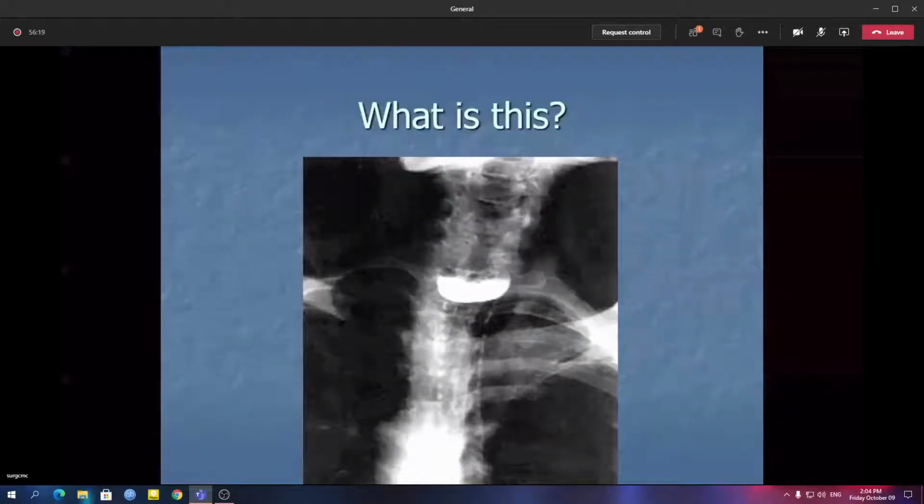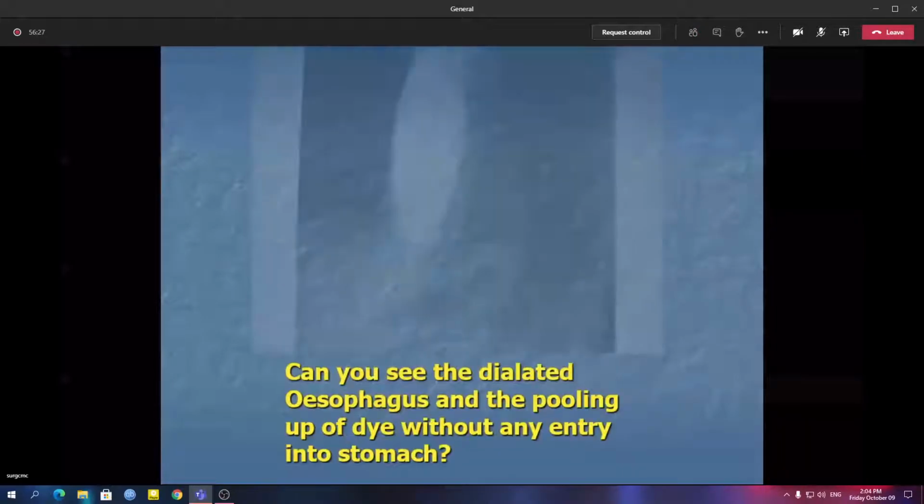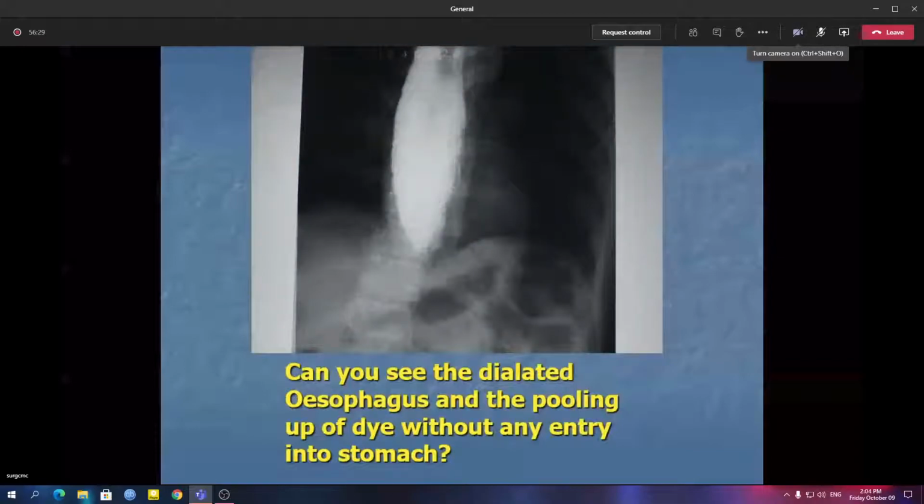I have given the dye orally and something is visible in the neck at the clavicle level. Anybody? Zenker's diverticulum, sir. Very good. This is dilated esophagus. The dye cannot get into the stomach, and is pooling up within the esophagus without getting a chance of getting into the stomach.